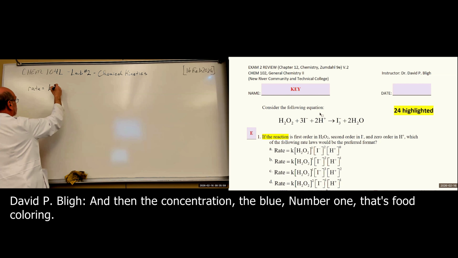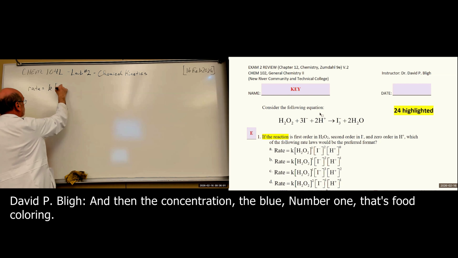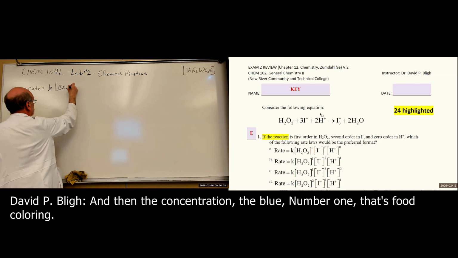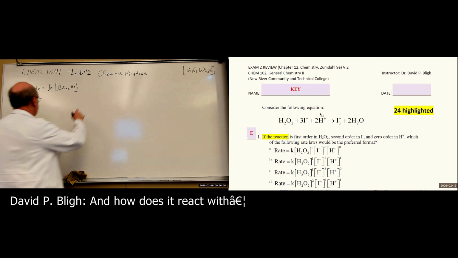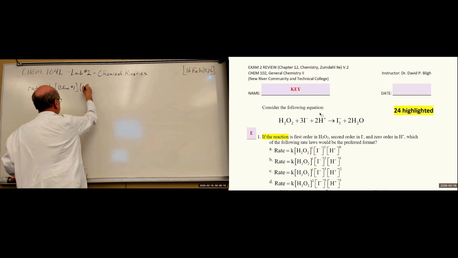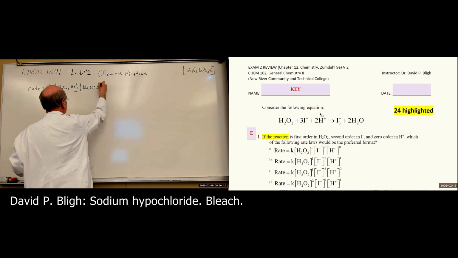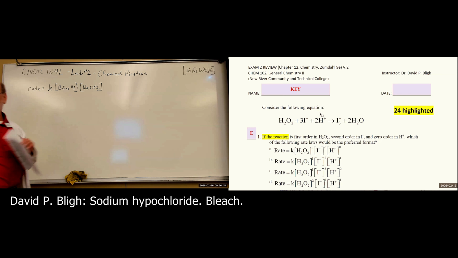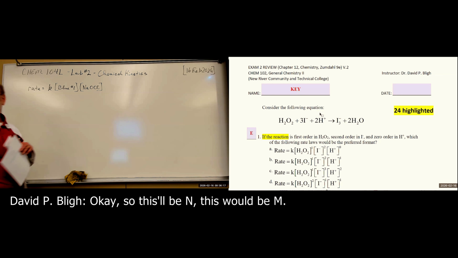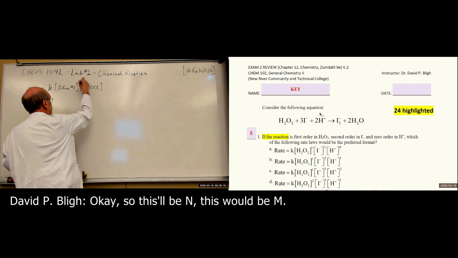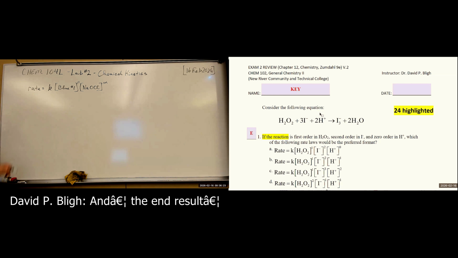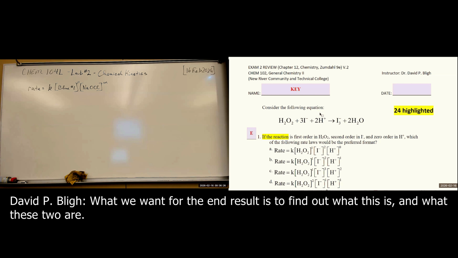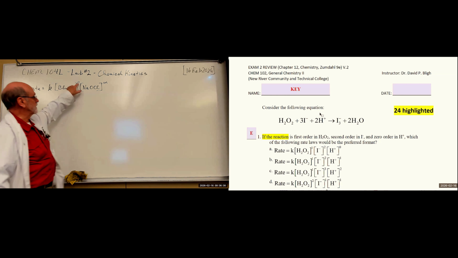We have a K, and then the concentration of blue number one, that's food coloring. And how does it react with sodium hypochlorite, bleach? Okay, so this will be N, this will be M. And the end result, what we want for the end result is to find out what this is and what these two are.